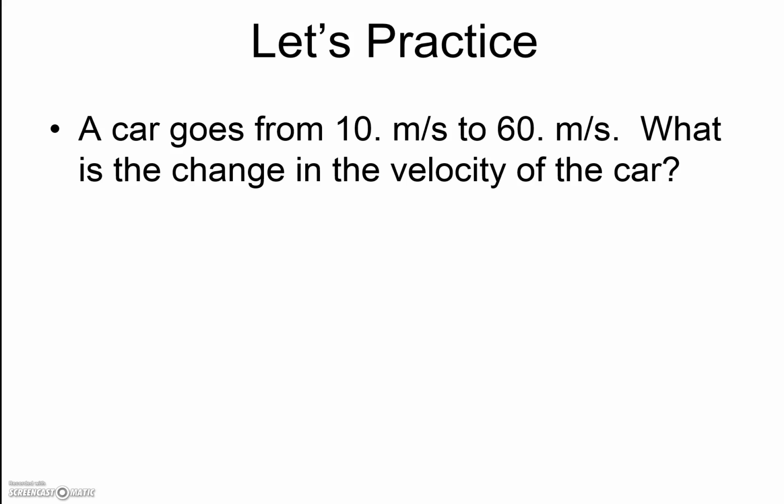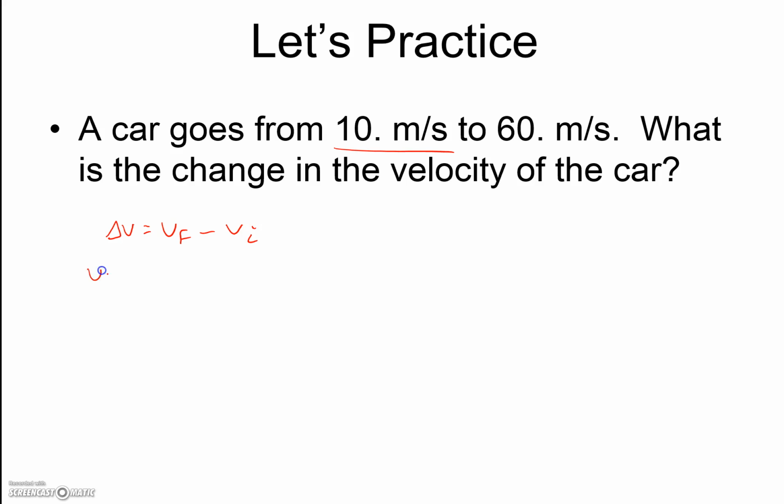So let's look at a practice problem. Let's say that we have a car that is going 10 meters per second and it accelerates to 60 meters per second. We want to know what is the change in the velocity of the car. So the first thing we're going to do is write down our equation. We're trying to calculate the change in velocity, so we know that change in velocity equals our V final minus our V initial.